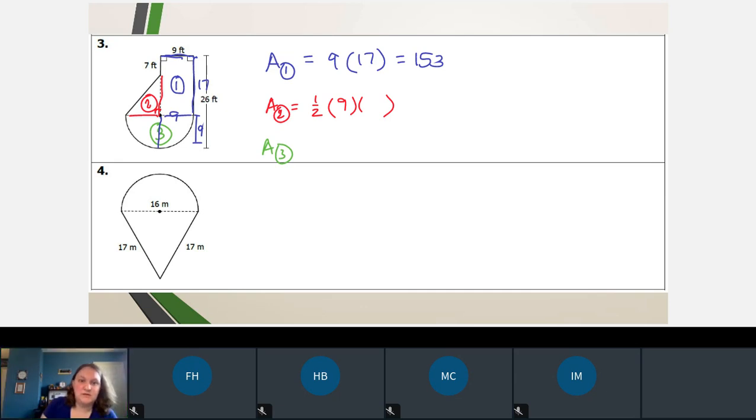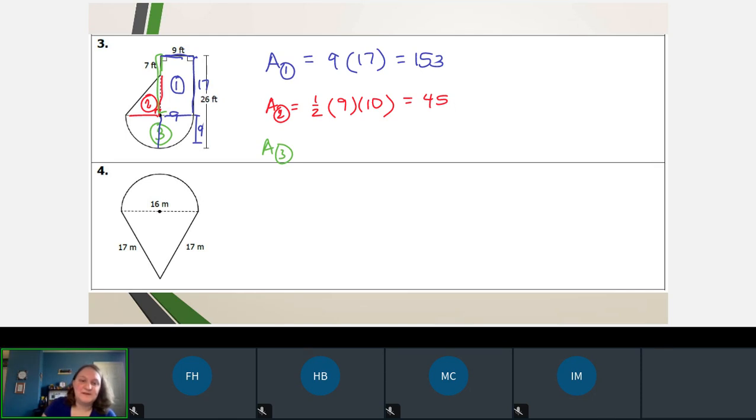Well, this piece right here is 7, and we know that the length of the rectangle is 17. So what's going to be the height of the triangle? Yeah, you guys got it in the chat. 10. Good job. So now we can find the area of the triangle. 1/2, 9 times 10, 45.